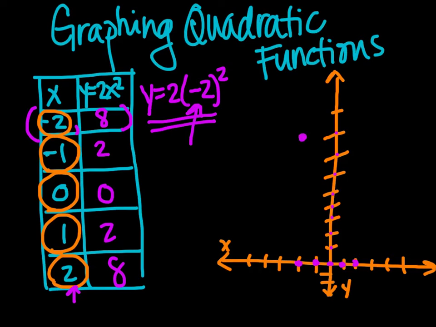That's one of our points. Our other point is 1, 2, or negative 1, 2. There we go. We have 0, 0, a 1, positive 2, and a 2, positive 8. So if I look at this, I actually start to see sort of a V shape. And if I were to expand this out a little bit, I could see it even more.